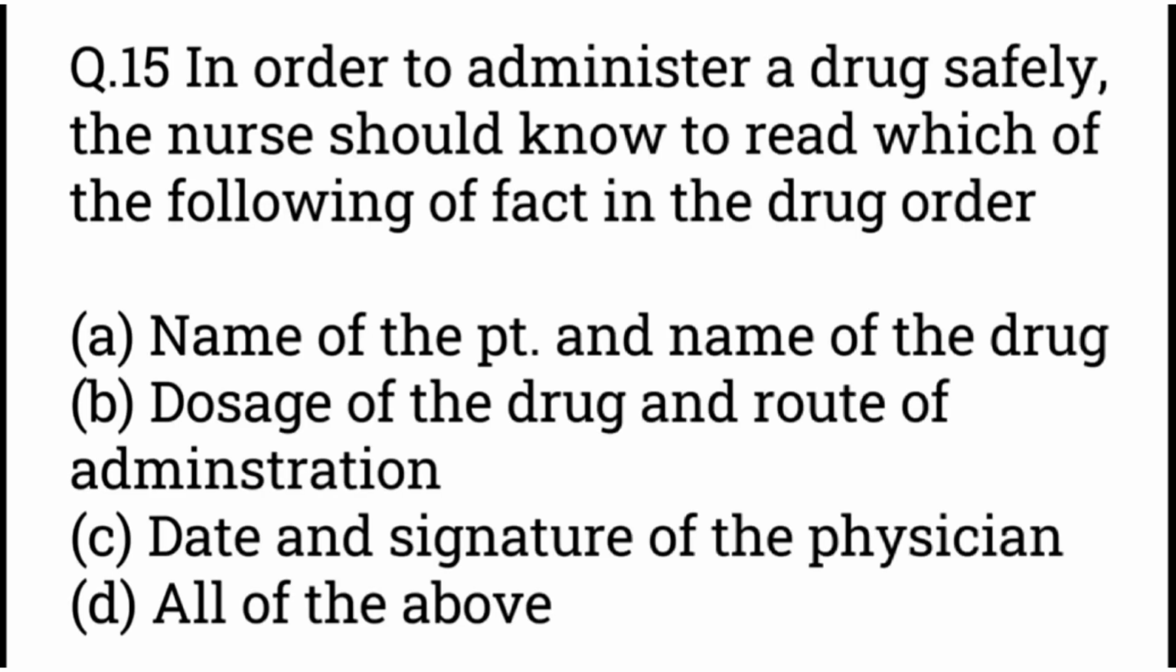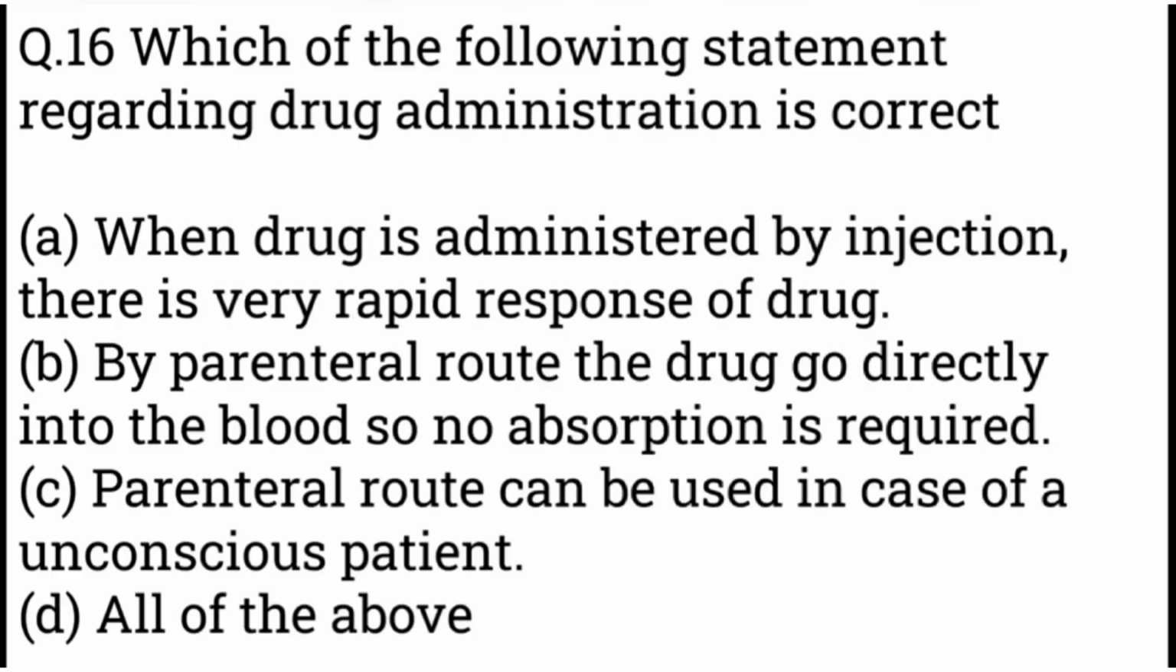In order to administer a drug safely, the nurse should know to read which of the following facts in the drug order: name of the patient and name of the drug, dosage of the drug and the route of administration, date and signature of the physician, or all above. See, here all the points are important. You are supposed to see the name of the patient, the name of the drug, the dose of the drug, the route of the drug, date and signature of the physician on the order: right patient, right route, right drug. So these are right prescription. All these things you are supposed to see. The answer will be all above.